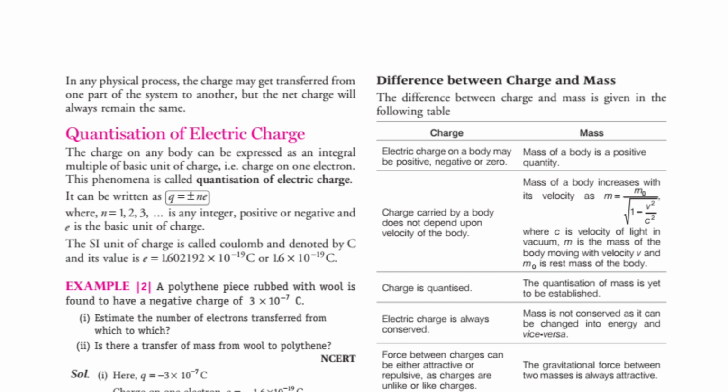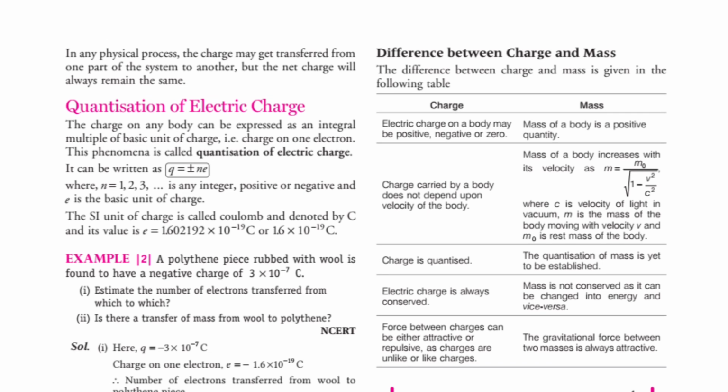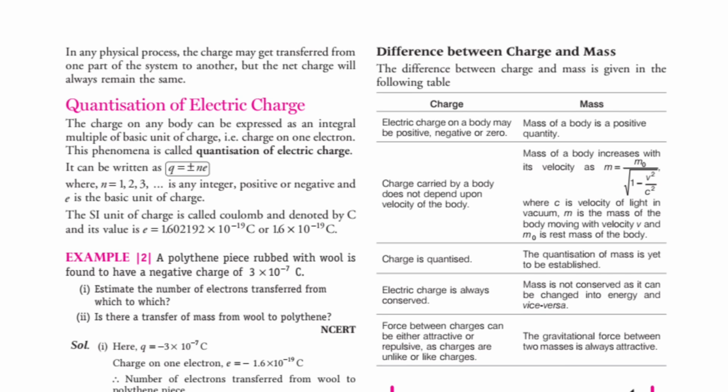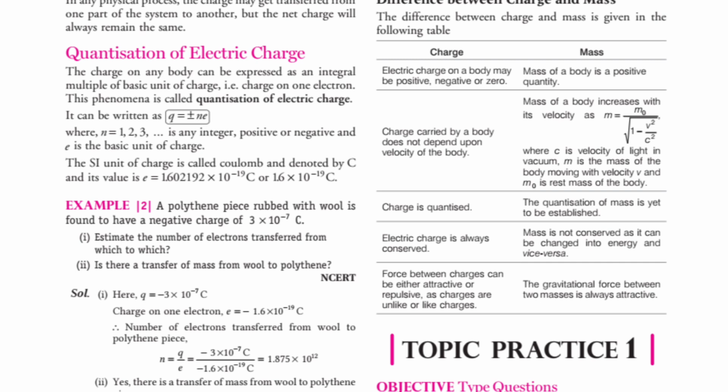मतलब हमारे पास जो भी चार्जेस रहेंगे, that is charge on one electron, this phenomenon is called quantization of electric charge. जैसे हम लोग लिखेंगे, charge is expressed as integral multiple of basic unit of charge. Q is equal to plus minus Ne, where N is the number of electrons, 1, 2, 3, an integer, positive or negative, and e is the basic unit of charge. The SI unit of charge is called coulomb and denoted by C.